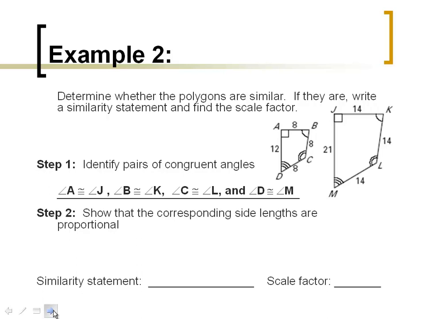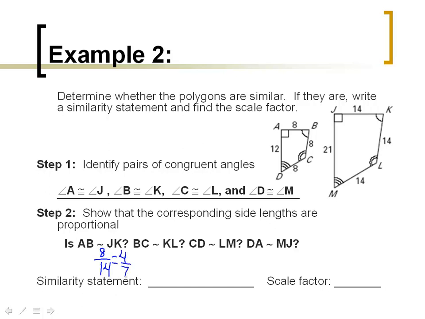Step 2, show that the corresponding side lengths are proportional. So we need to do exactly what we just did in that last problem. So is AB similar to JK? So AB is 8. JK is 14. Well, they're both even. 8 divided by 2 is 4. 14 divided by 2 is 7. Segment BC is 8 over segment KL is 14. Again, that reduces to 4/7. Distance from C to D is 8 over the distance from L to M is 14. Again, that reduces to 4/7.